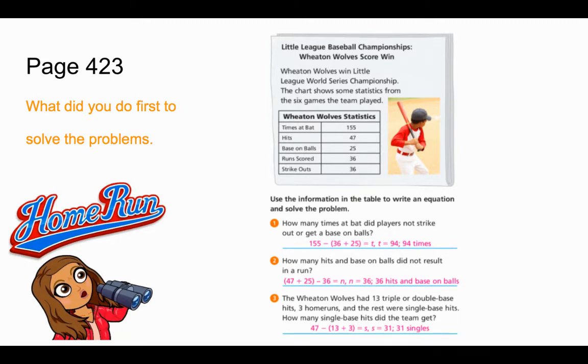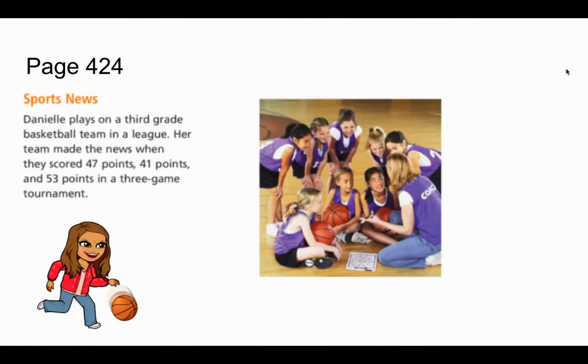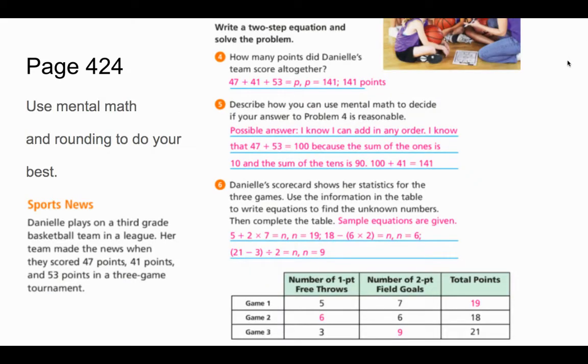All right, third graders, looking at page 424. Danielle plays on a third grade basketball team in a league. Her team made the news when they scored 47 points, 41 points, and 53 points in a 3-game tournament. So, using that information to answer the problem, write a two-step equation and solve the problem. How many points did Danielle's team score altogether? We have to add up the 3 scores.